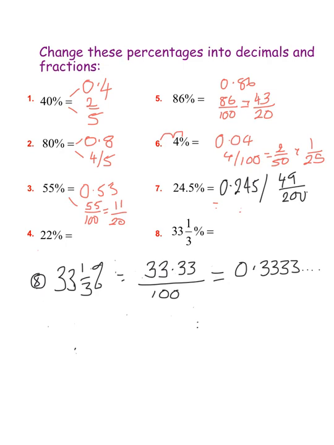Now if I want to change that into a fraction, 33 1/3%, I can take this as 33.3, I'll just stop there, recurring, over 100, which I can write, changing that into a whole number, as 333 over 1,000, and I can't simplify it.